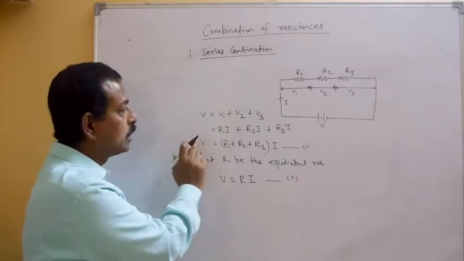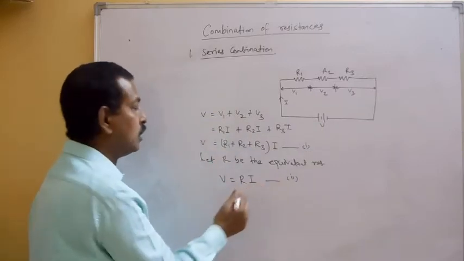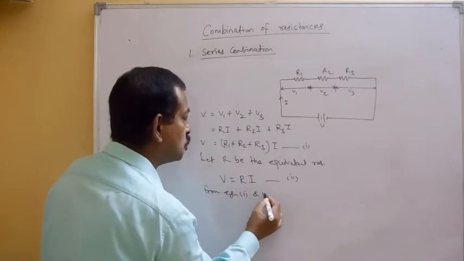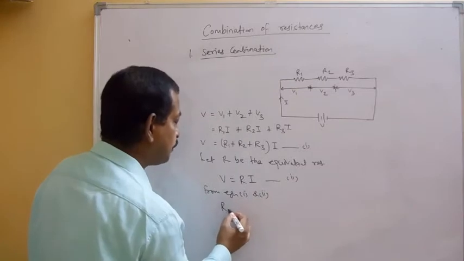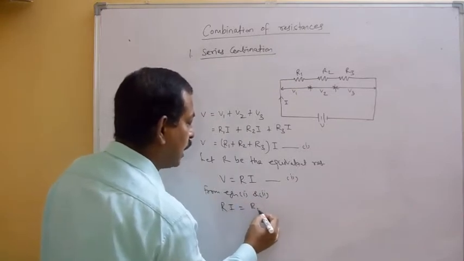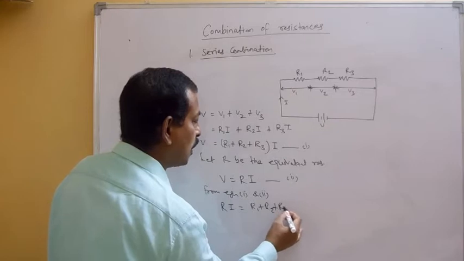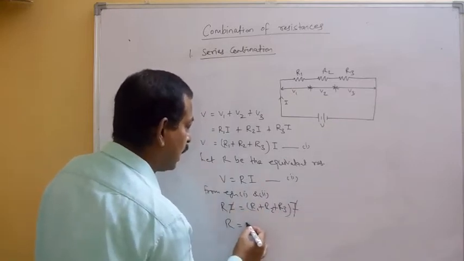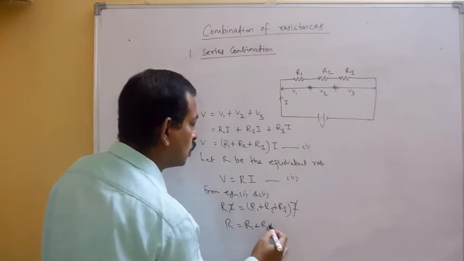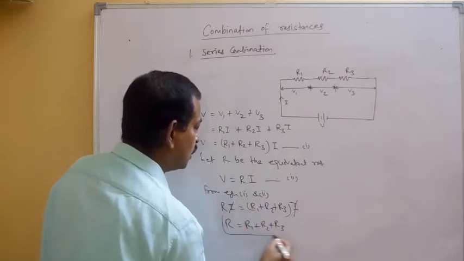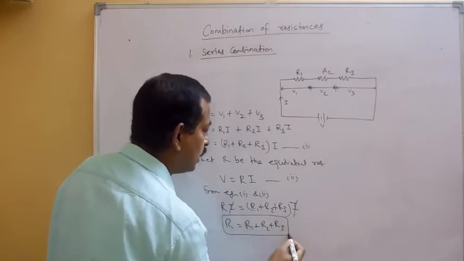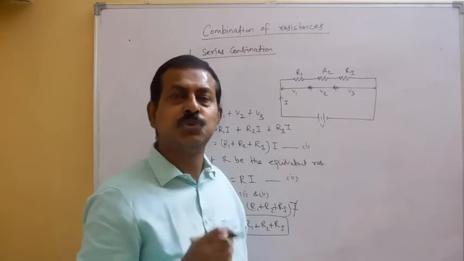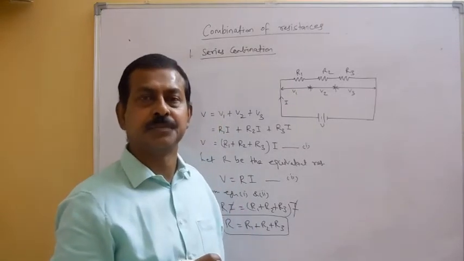This is the second equation. And if you compare equations 1 and 2, from equations 1 and 2 we get RI as (R1 plus R2 plus R3) I. This I will get cancelled and R will be R1 plus R2 plus R3. So this is the expression for equivalent resistance for resistances joined in series combination.